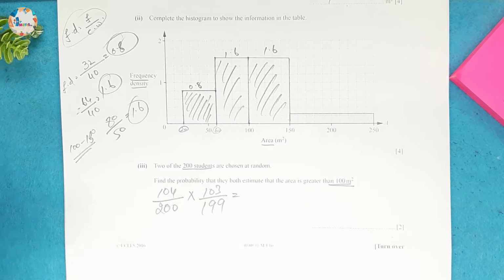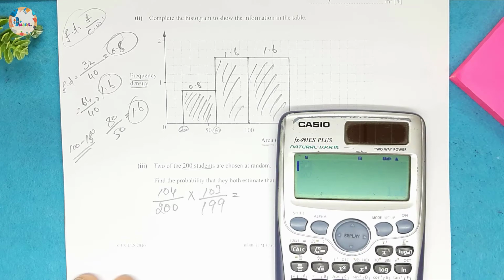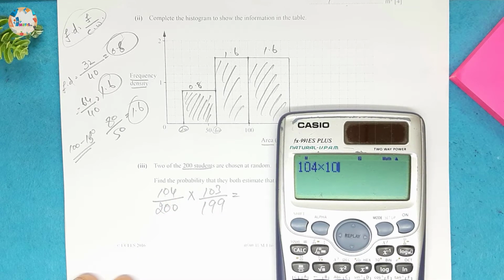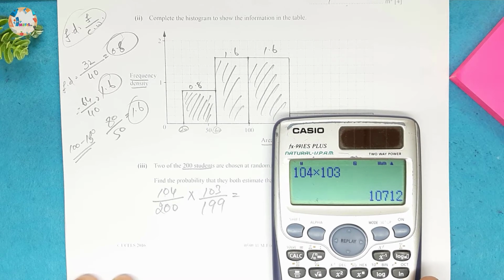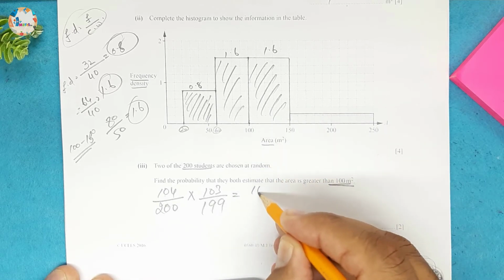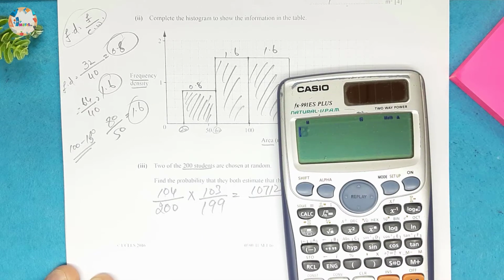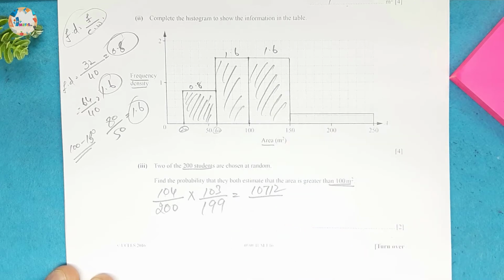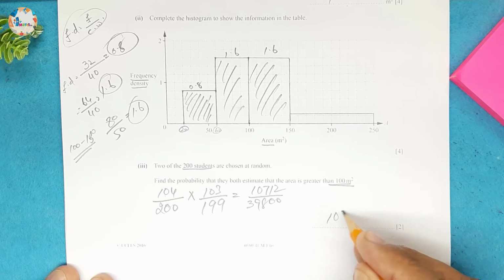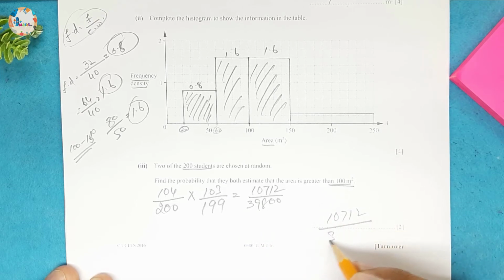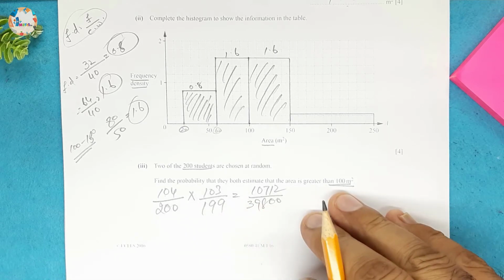Now to calculate the unsimplified probability, we will multiply 104 by 103. 104 multiplied by 103 will be 10712. This will be the numerator, and denominator we can write 200 multiplied by 199 is equal to 39800. This will be unsimplified, and probability mostly we are giving unsimplified. So this is our answer.